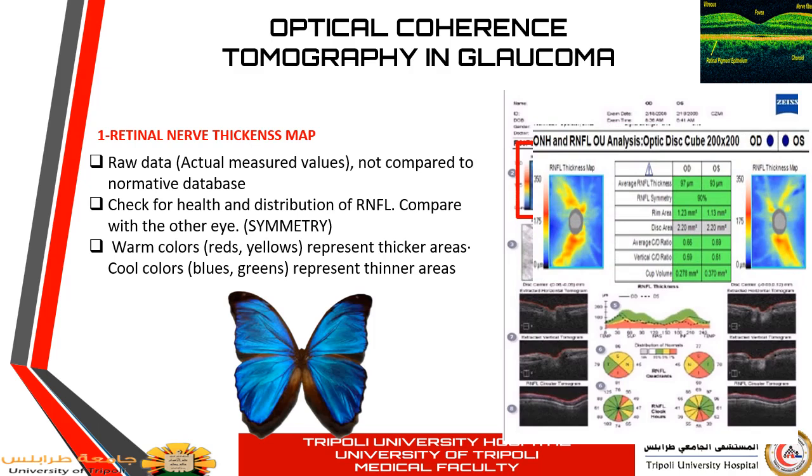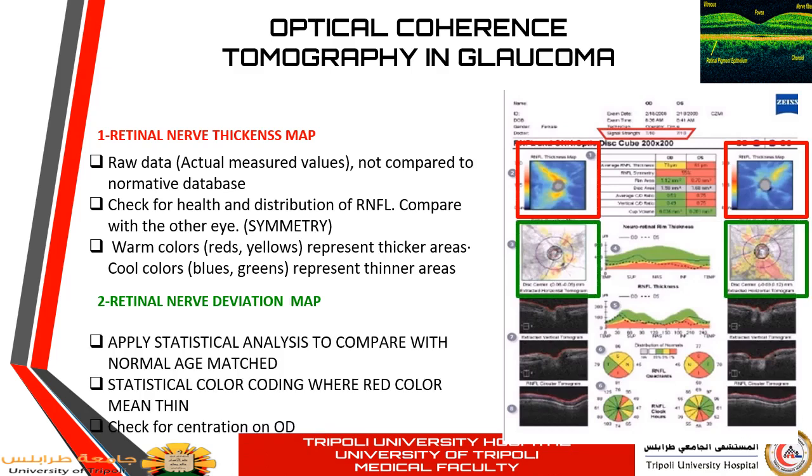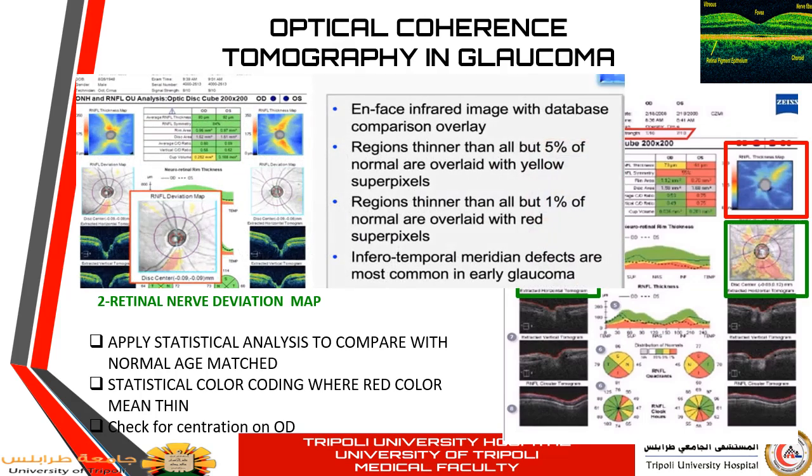So you can see exactly here the symmetry between the upper and lower, as well as symmetry between the two eyes. Now the deviation map, which is in the green squares or rectangles, is after applying the statistical tests to determine whether the deviation of the raw data is beyond the normal range or within the normal range. As you can see, it is highlighted with red and yellow superpixels. So this indicates that there is deviation from the normal, and this patient is abnormal.